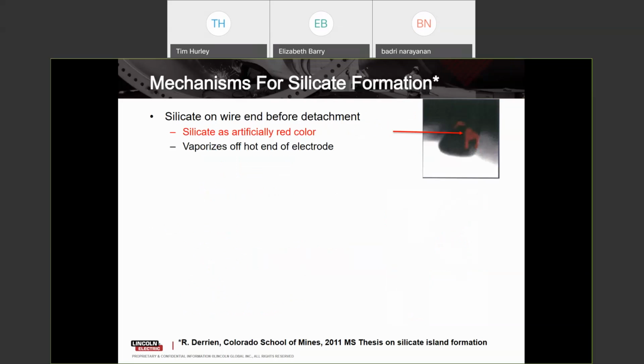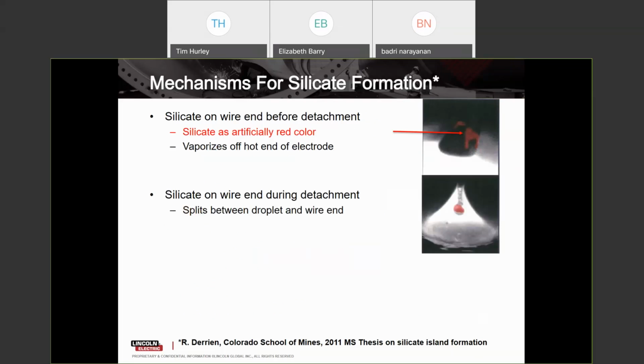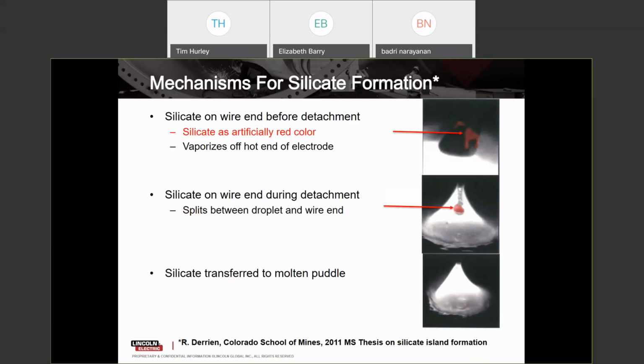Borrowing from some research that was done by a gentleman named Richard Darien from the Colorado School of Mines, these are some pictures of the silicon being formed actually on the ball as the wire is being fed into the arc. You see that red area is the silicate itself. As the droplet nears detachment, you can see there's actually more silicate on the surface of that molten ball about to be detached. And then as it transfers to the molten puddle, we can then see the red zone in the molten puddle where the silicate that was on the droplet is now part of the weld pool.